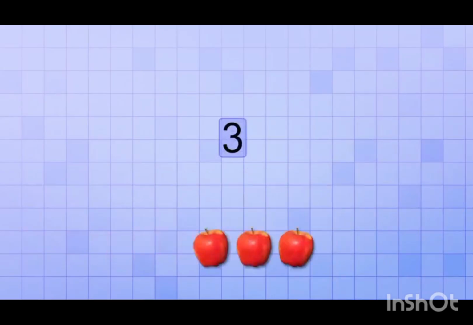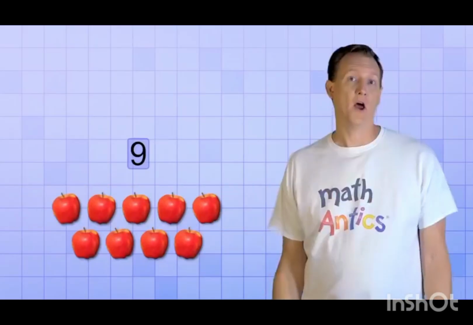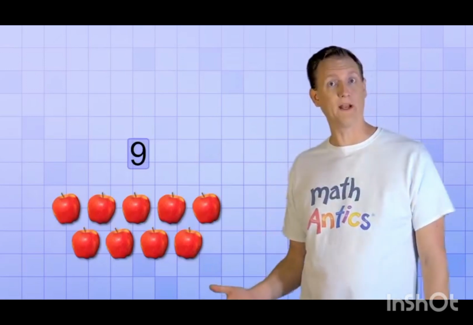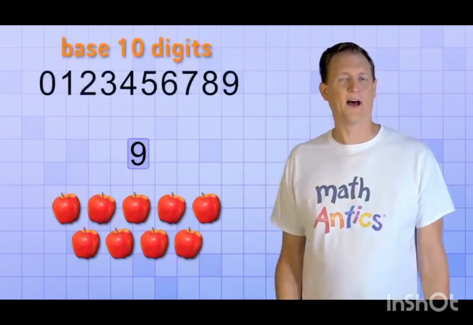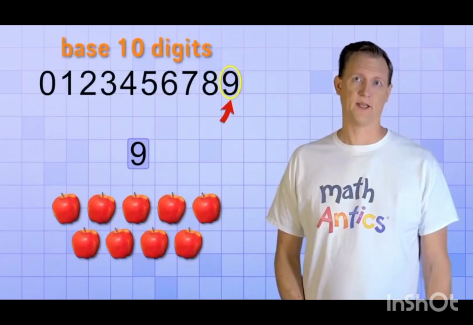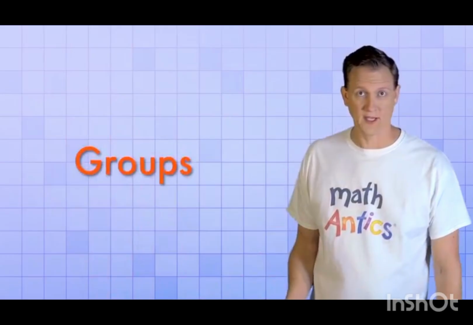1, 2, 3, 4, 5, 6, 7, 8, and 9. Okay, now we've got 9 apples, but we've also got a problem. We've already run out of digits to count with. The highest digit we have is a 9, but there's a lot more apples left to count. What will we do? The solution is to use groups to help us count. If we pick just one more apple, we'll have 10, right? So let's combine those 10 apples into a single group.